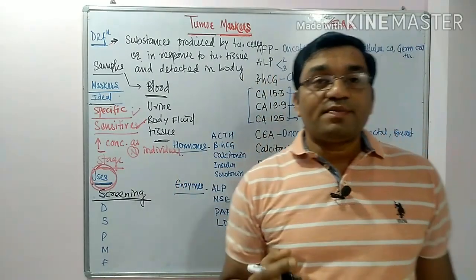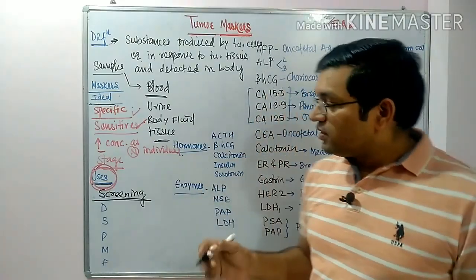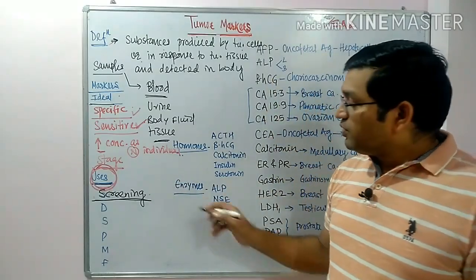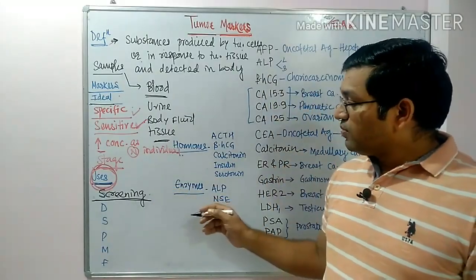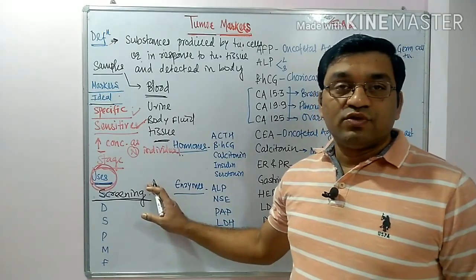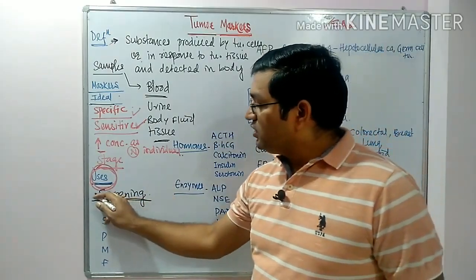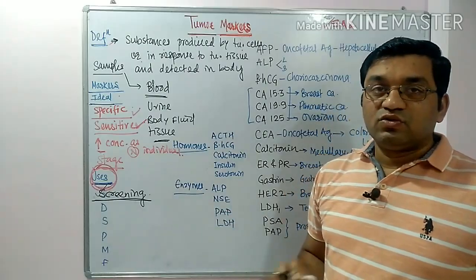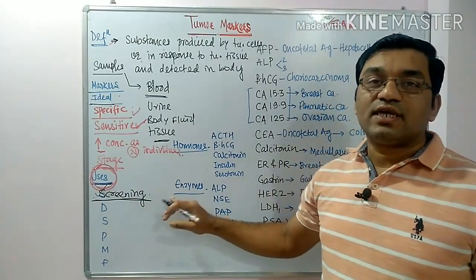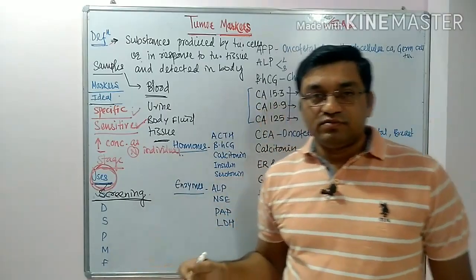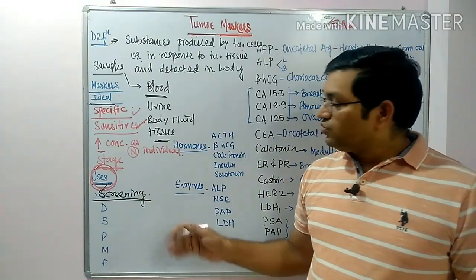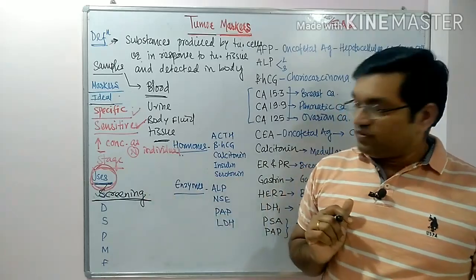For example, pap smear. The cervical smear, pap smear, is taken for the screening of cervical cancer. Means before the start of the disease or before the symptoms appear. That is known as screening. So it should be able to screen the population. It is used for the screening of certain cancers. For example, pap smear is used for screening of cervical cancer. Mammogram is used for the screening of breast carcinoma.